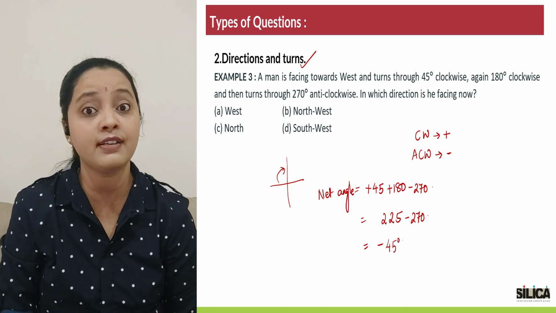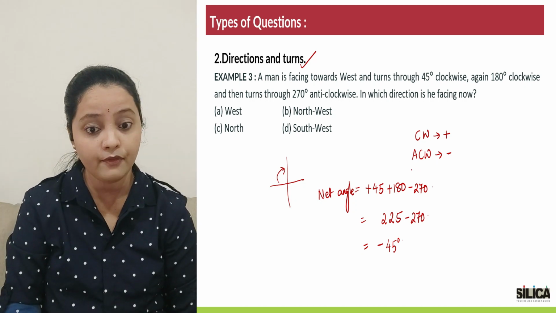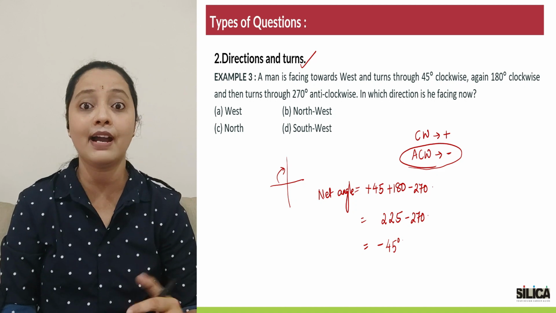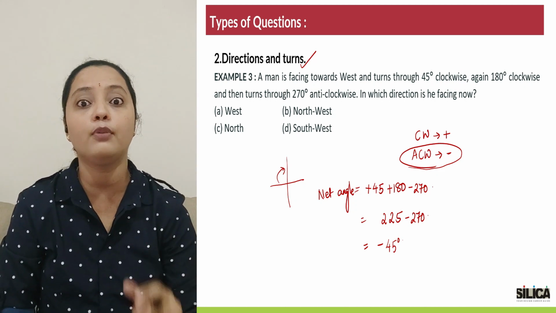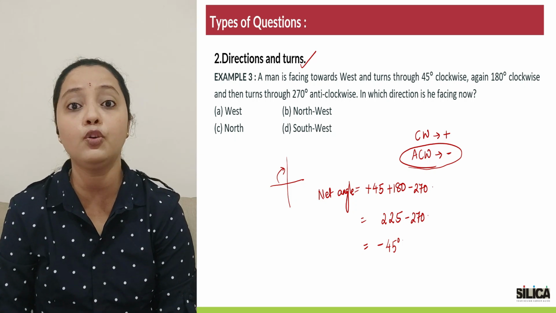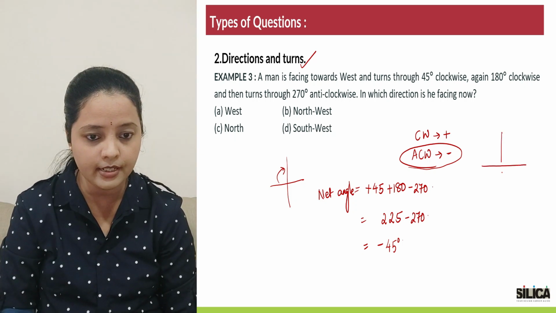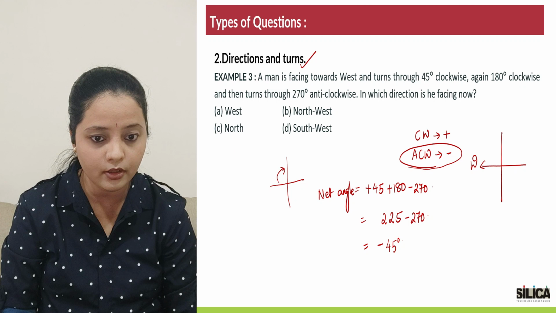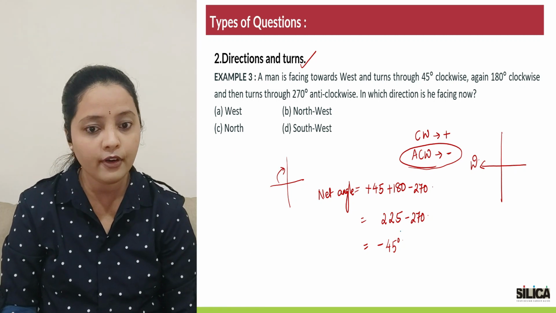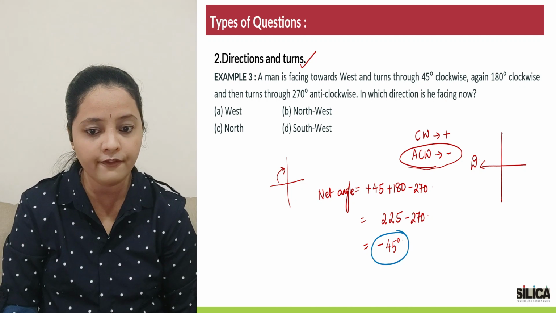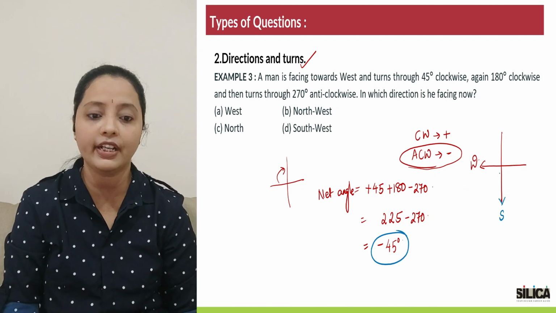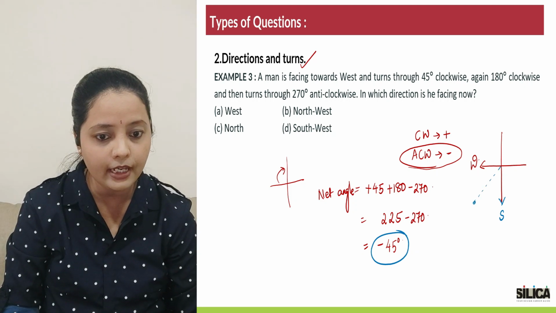So now we'll have to just realize 45 degrees, and with the minus sign, that means we are supposed to rotate anti-clockwise. Now from where? From the starting location. So where is the starting location? A man is facing towards west. So the person is actually facing towards west. And now from west, where are we supposed to rotate? From west, we have to rotate 45 degrees anti-clockwise. So west to south is a transition of 90 degrees. So 45 would be in between it.